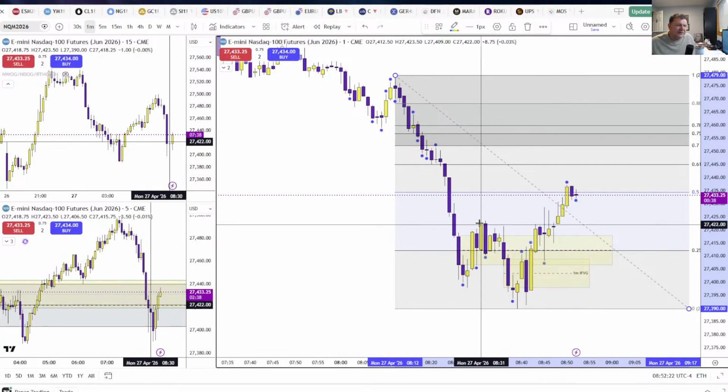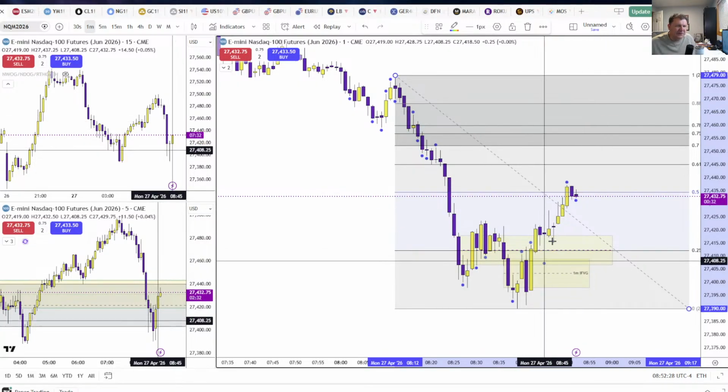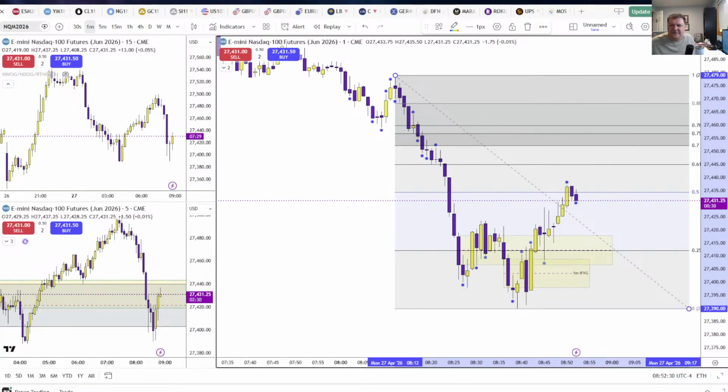So now that we've broken this high, we haven't visited it yet. So this could still come back here, tag this, and still go higher. Now that we've taken out that 50%.